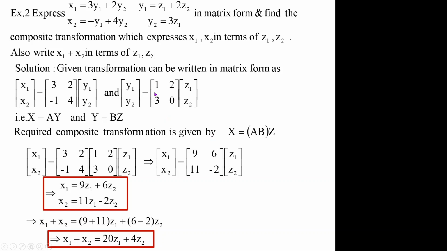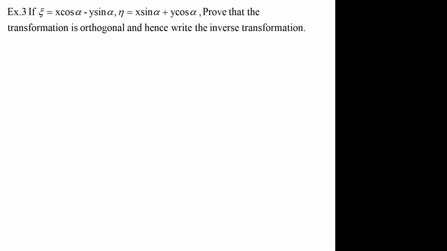So first is to write in a matrix form, second is a composite transformation, and third is the expression of x1 and x2. So in this way we get the desired results. I hope all these concepts are very easy to understand and to apply as well. Let us see the next example.